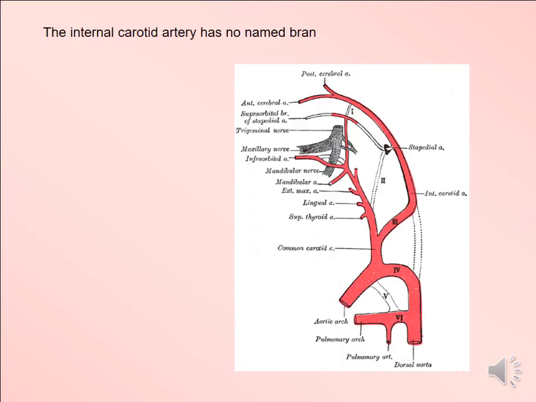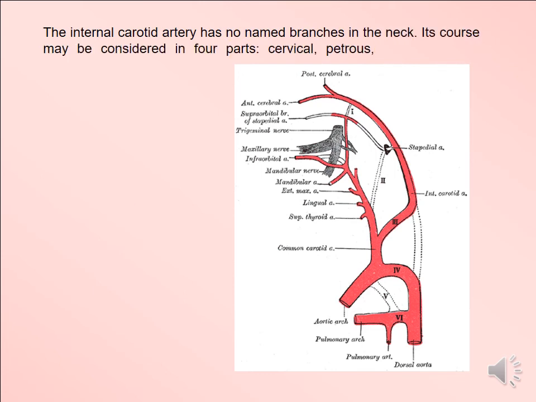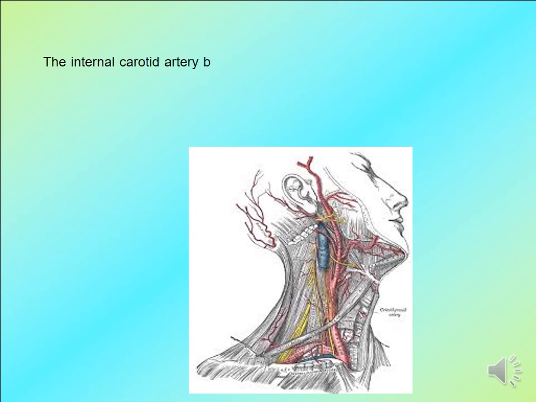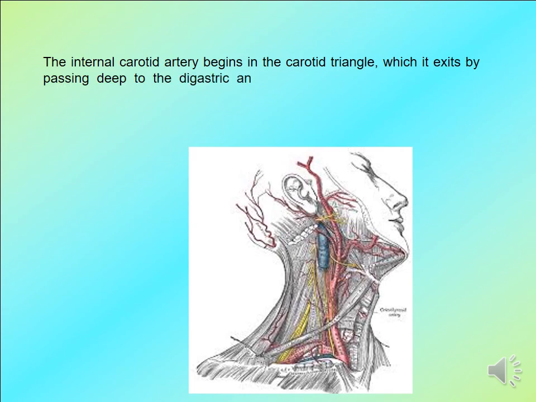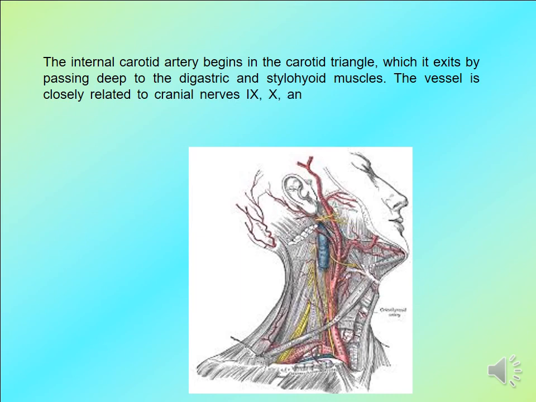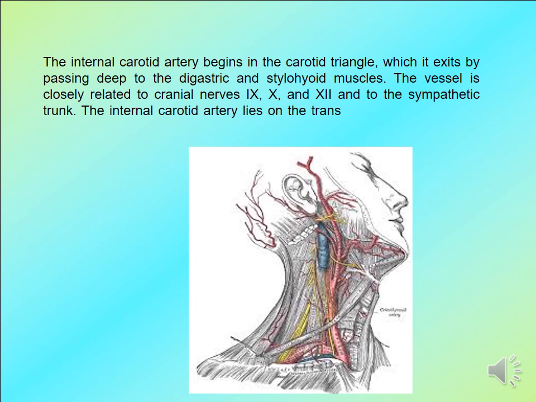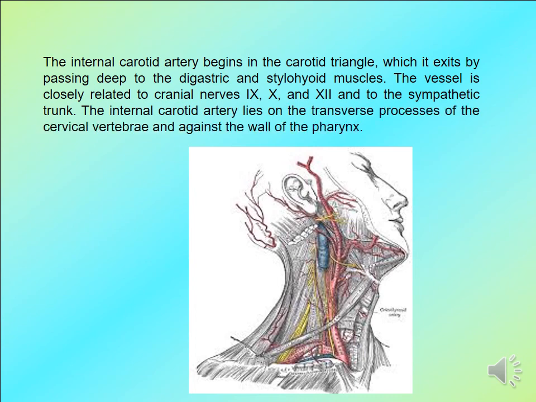The internal carotid artery has no named branches in the neck. Its course may be considered in four parts: cervical, petrous, cavernous, and cerebral. The internal carotid artery begins in the carotid triangle, which it exits by passing deep to the digastric and styloid muscles. It is closely related to cranial nerves 9, 10, and 12, and to the sympathetic trunk. The internal carotid artery lies on the transverse processes of the cervical vertebrae and against the wall of the pharynx.